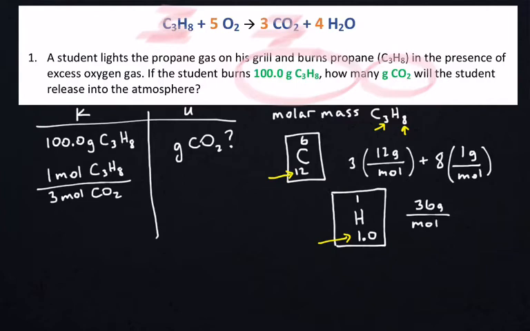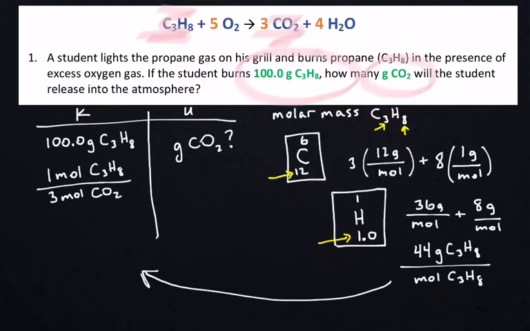Order of operations says that we have to multiply everything before we add. So 3 times 12 is 36. 8 times 1 is 8. 36 plus 8 is 44 grams C3H8 per mole C3H8. And notice how I labeled the units with the actual chemical's name. I'm going to put that into the known table.